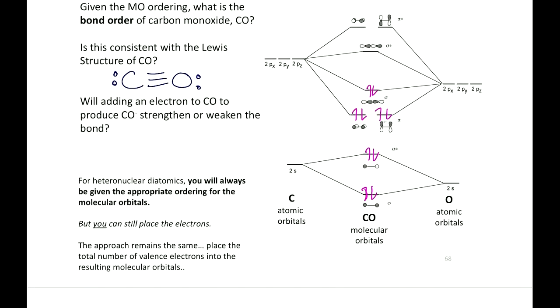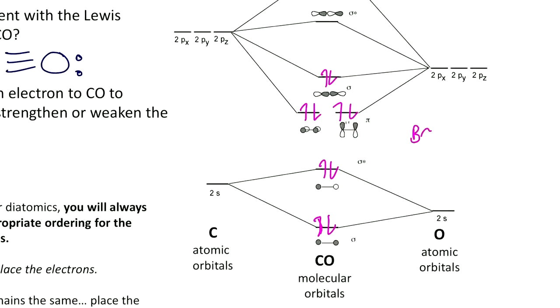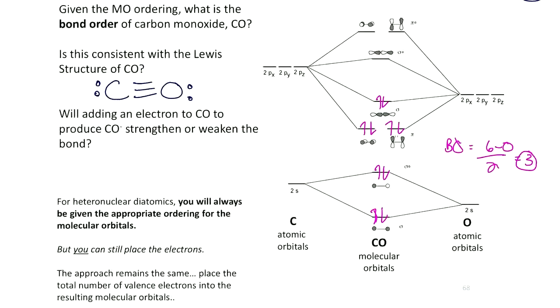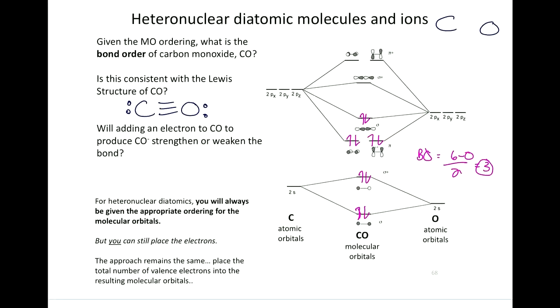All right, so let's zoom in here and let's calculate bond order. Do you want to ignore the S interactions? Yeah, okay. So just looking at the P interactions, how many total bonding electrons are there? 6 minus 0 over 2 equals 3. Isn't that great? Yes. MO theory, it explains everything, though it is the most complex.